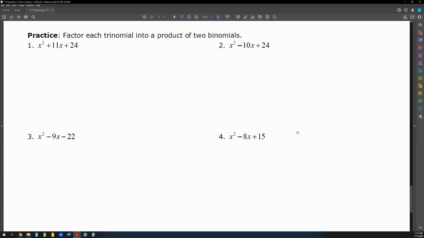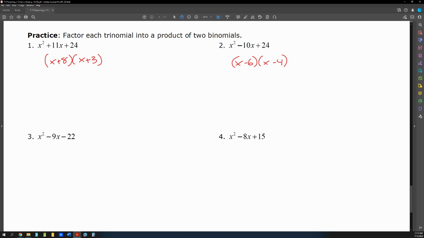Okay? All right, let's get some practice. So 1 through 6, I encourage you to pause the video and try these on your own, and you can check your work. All right, unpause when you're ready to check. So for number 1, numbers that multiply to 24 that add to 11, we get x plus 8 and x plus 3. Number 2, numbers that multiply to 24 that add to negative 10, x minus 6 and x minus 4.